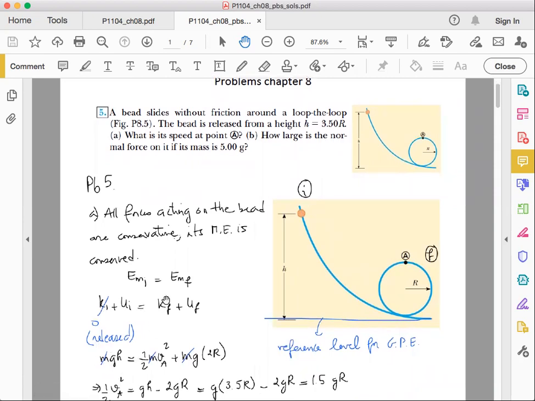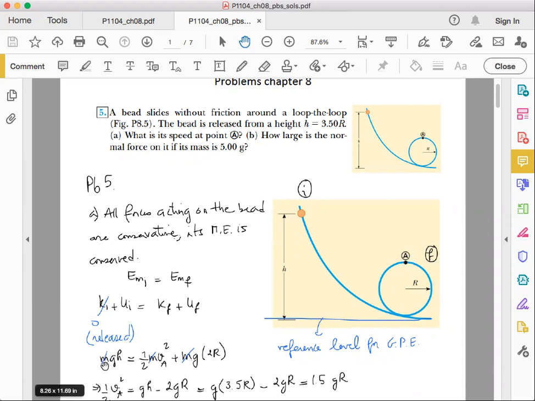That is equal to the kinetic energy at the final point, point A. It's given by half m va squared plus the gravitational energy of the bead at point A. It's given by m times g times 2r. So it's the radius plus the radius, because the point was here and now it is up there.